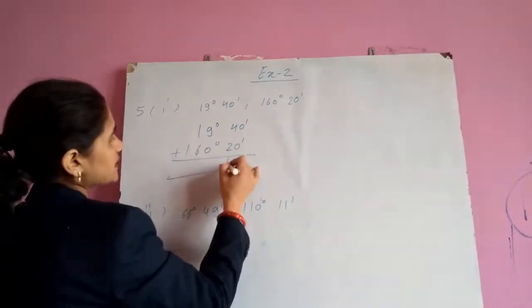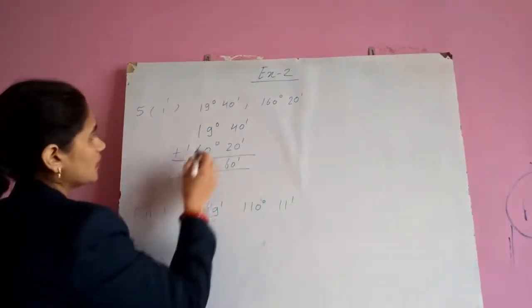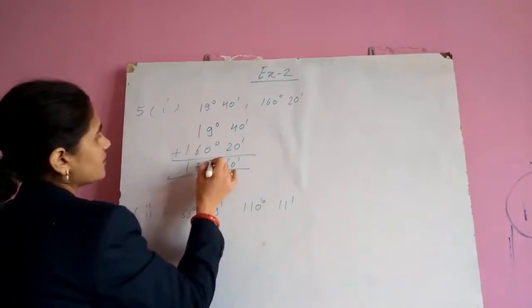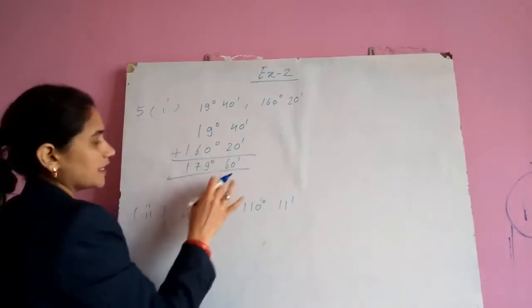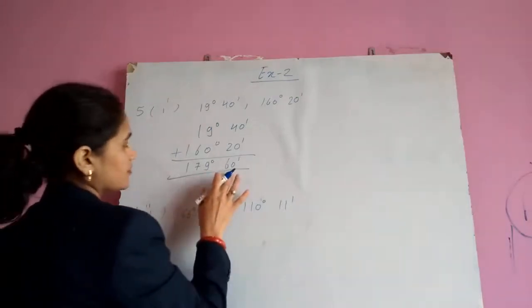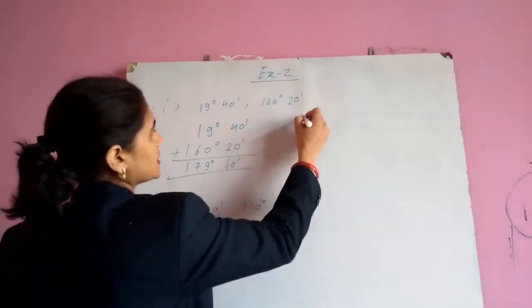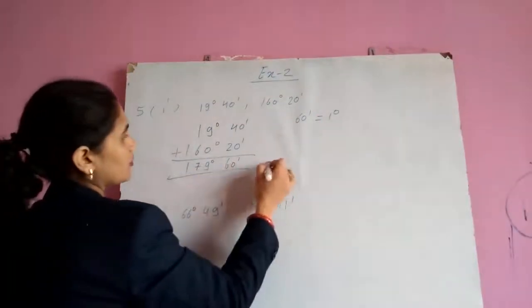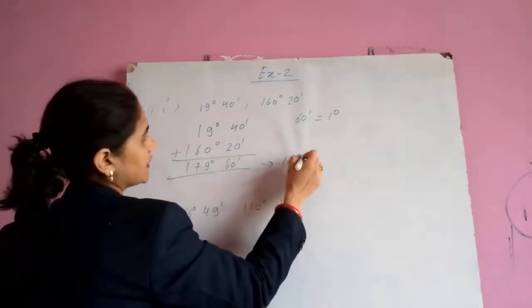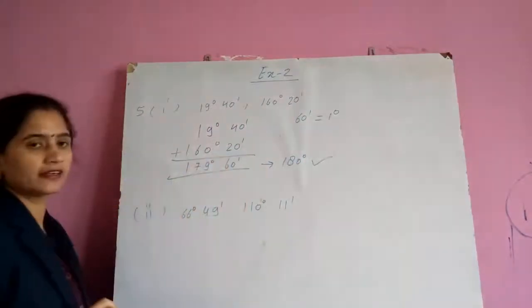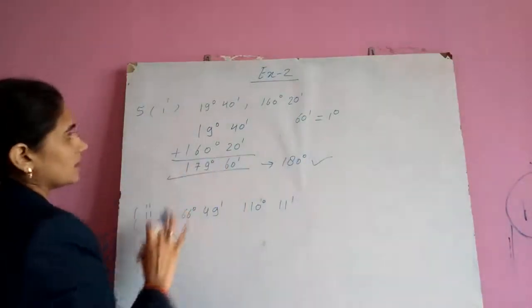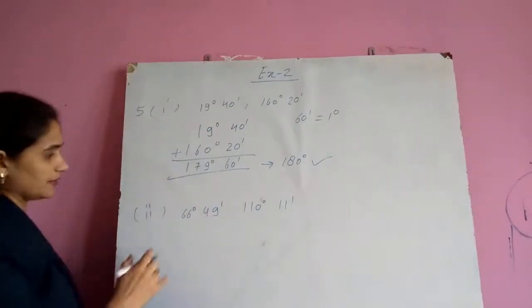40 plus 20, 60 minute. 179 degree 60 minute. 60 minute is equal to 1 degree. We will add here. Then what are we getting? 180 degree. Yes, this is supplementary. This pair is supplementary.